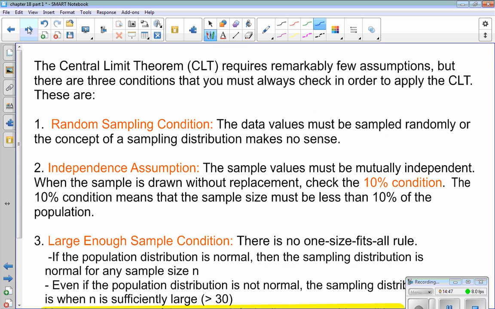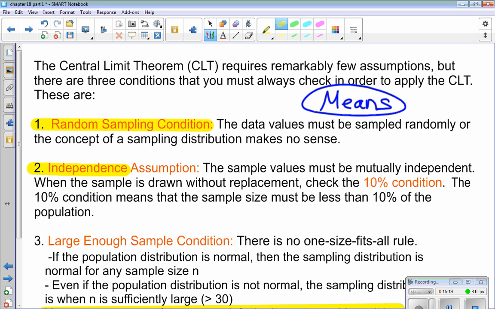So here are the conditions that we need to look at when we talk about the means. Now again, this applies for the means or the averages, and it will always be one of those two things. Really, from here on out for the rest of the year, you're going to make a decision: is the question I'm looking at talking about averages, or is it talking about proportions? Today is focusing on averages. The three conditions that we need to look at are these three. These are the three conditions you need.